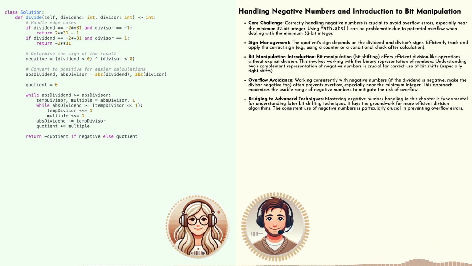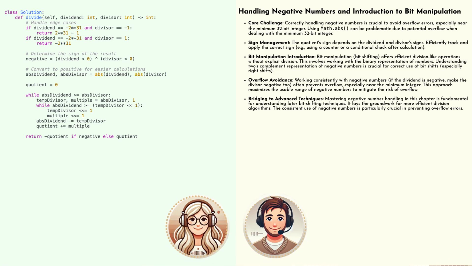So we've figured out how to do repeated subtraction. We even have a way to deal with negative numbers. Yep, we're making good progress. But I'm curious, this whole doubling strategy, where could that lead us in terms of actual implementation? Think about how computers work with numbers.